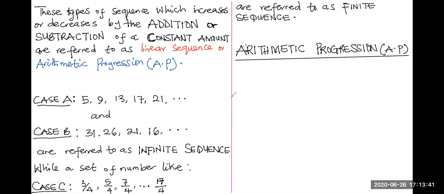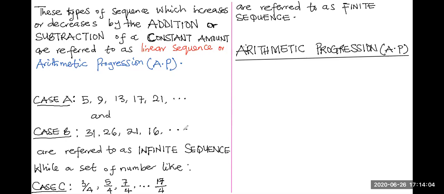All right, so having understood that, now I must point your attention to the set of numbers in case A. When you consider the set of numbers in case A, which we have 5, 9, 13, 21, and so on and so forth, and that of B, because of the infinity sign that is attached to them, we don't know the last number.